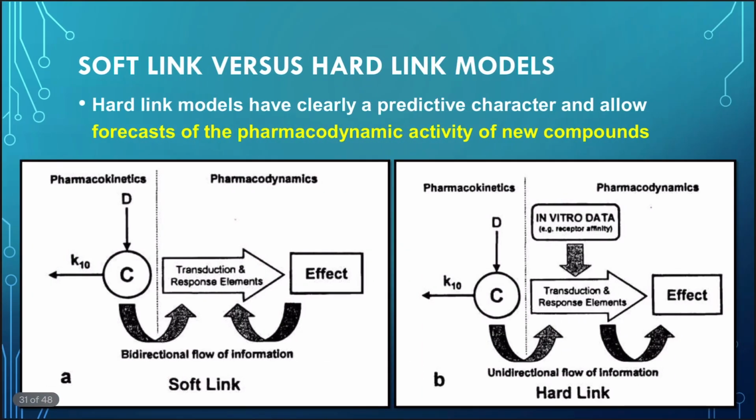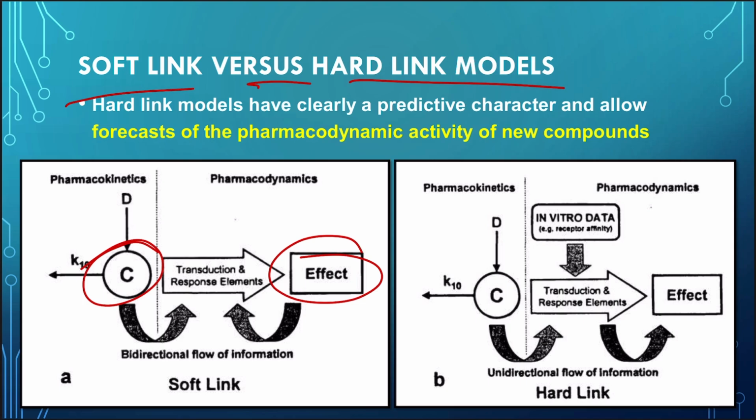Now coming to the next variety, that is the soft link versus the hard link models. Soft link is very simple, that is we have a bidirectional relationship between the concentration and the effect. That is, there is a bidirectional flow of information, that is concentration is related to the effect, and the effect is also related to the concentration. So we will be using the information obtained from the concentrations and also from the effect. The hard link model is basically a unidirectional flow of information, that is we are mainly going to consider the concentration only, which is responsible for producing a particular effect.